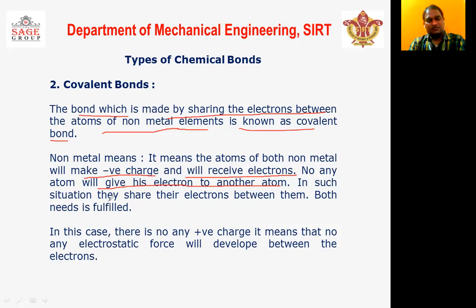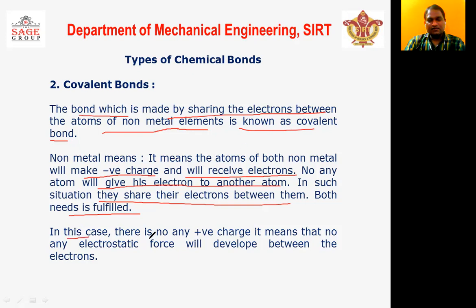So how to make the bond between non-metal and non-metal? In such a situation, they share their electrons between them, and both needs are fulfilled. On one end there is a non-metal, on the other end there is a non-metal, and each wants to receive electrons from the other. Any atom cannot transfer its electron to the other atom, so the sharing phenomenon is possible. Electrons are shared between them and they make a bond. Such a bond is known as covalent bond.